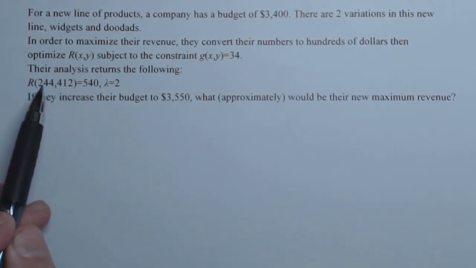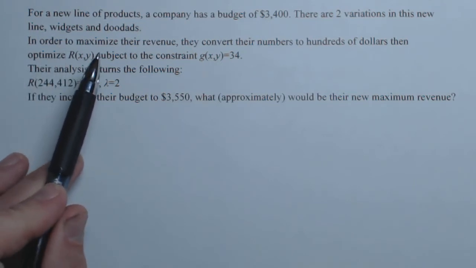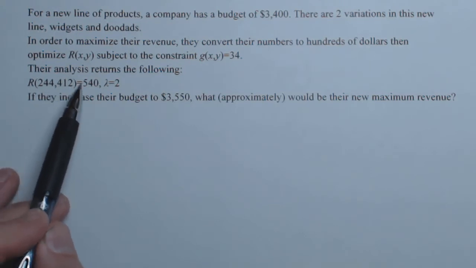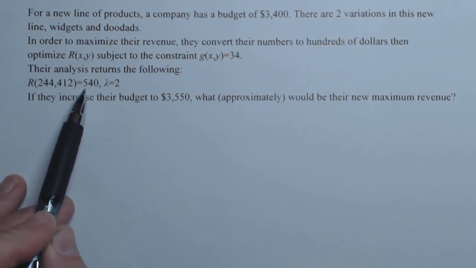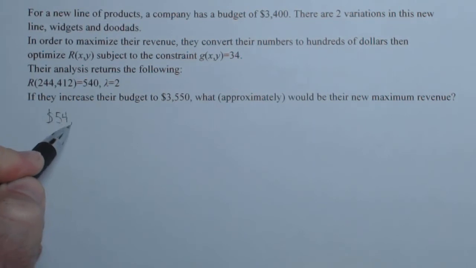So what does this mean? Well, this means if they produce 244 widgets and 412 doodads, they found that they will maximize their revenue, and that they'll get 540. Now this isn't $540. Remember, this is in hundreds of dollars. So their max revenue would be $54,000.